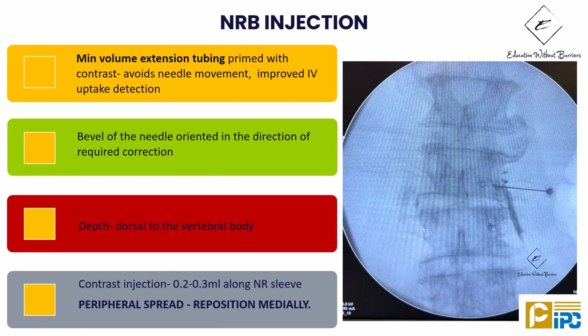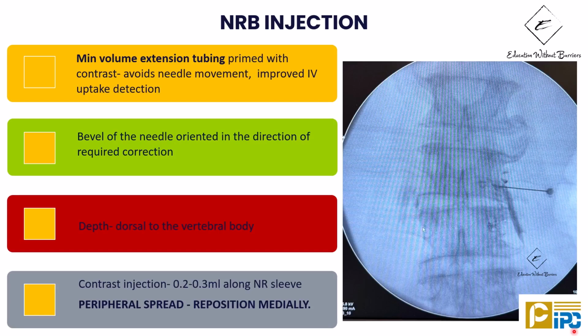Okay, so when you're putting contrast, it's good to have an extension tubing because that enables you to do a live screening. Otherwise, your hand would be in the picture. So the extension tubing should be primed with the contrast, and also while connecting and disconnecting the syringes, the chances of any needle movement are reduced with the extension tubing. So the extension tubing gives you obvious advantages. Live screening helps to pick up inadvertent contrast flow patterns sooner.